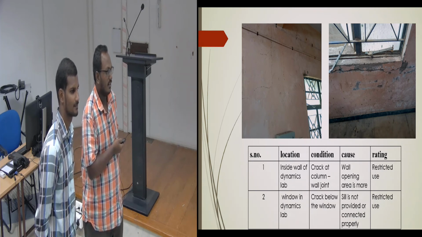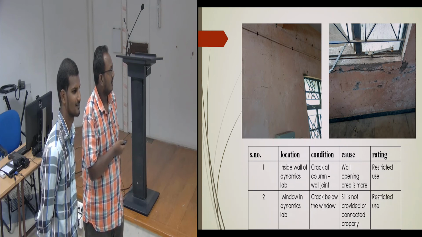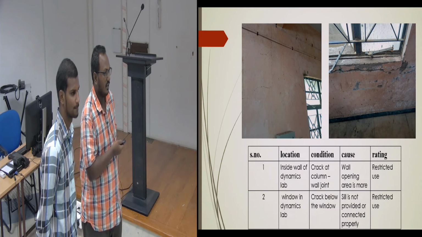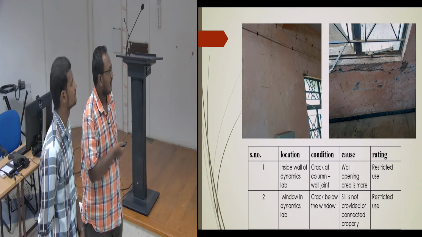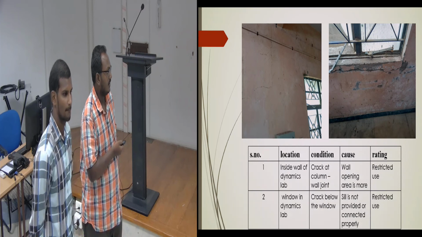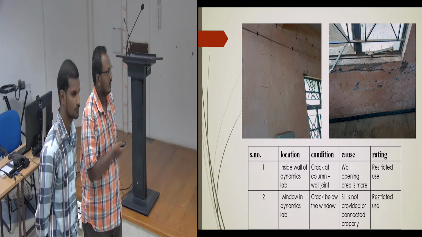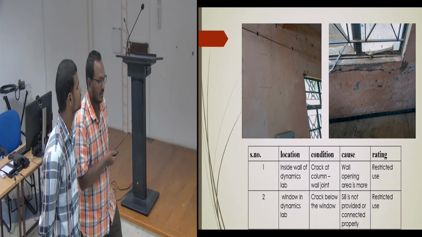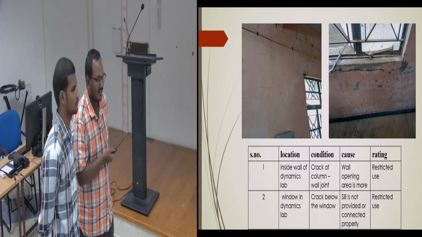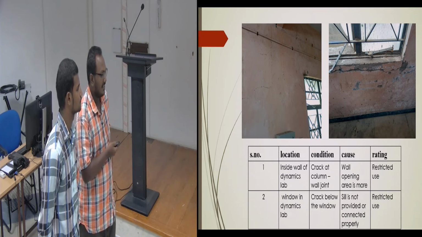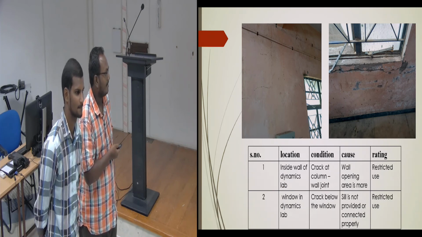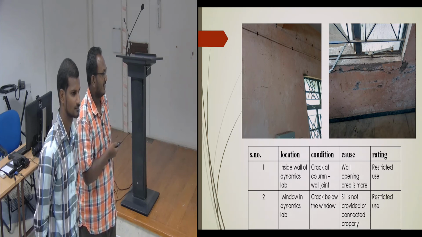Window in the dynamic lab: crack below the wall; the sill is not provided or connected properly. You can see very clearly that lots of downpours have hit the surface, and you can see the water marks. Maybe the damp effect. And the frame is also not seated properly, that's why you get a horizontal crack. The window frame is not well packed. That's why only that portion has started peeling off. If you chip off that portion, you can see the base of the window frame. The connectivity would not be proper.